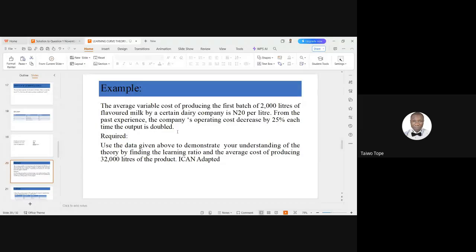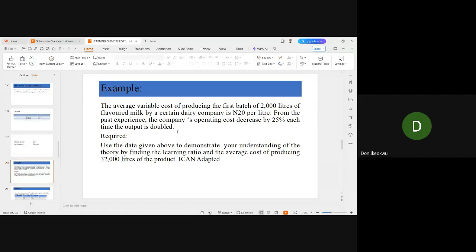If the first batch produces 2,000, how are we going to get 32,000 liters? Somebody should tell us, please. By doubling the liters. Yes, double it, double it. Let's get to 32, so we use the formula.